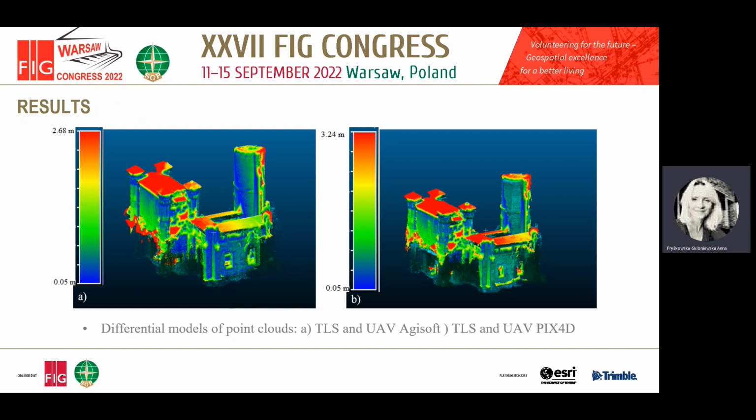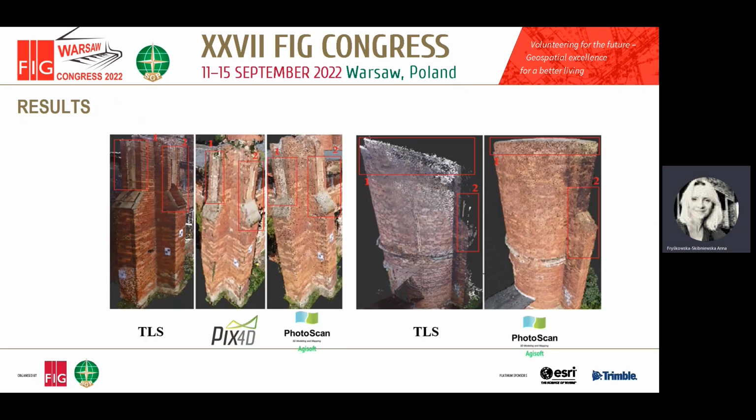In addition, the difference between point clouds obtained from TLS and UAV were compared by generating a difference model in the CloudCompare software. The red color on the models of differential point clouds of TLS and UAV marks points that are more than 2 meters apart between these clouds.